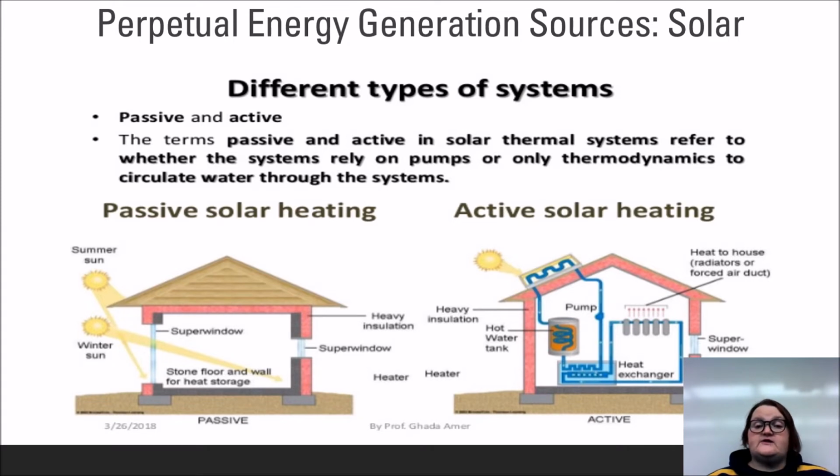This pump carries the heated water throughout the structure as needed, often through things like hot water heaters, heat exchangers, and forced steam radiators.